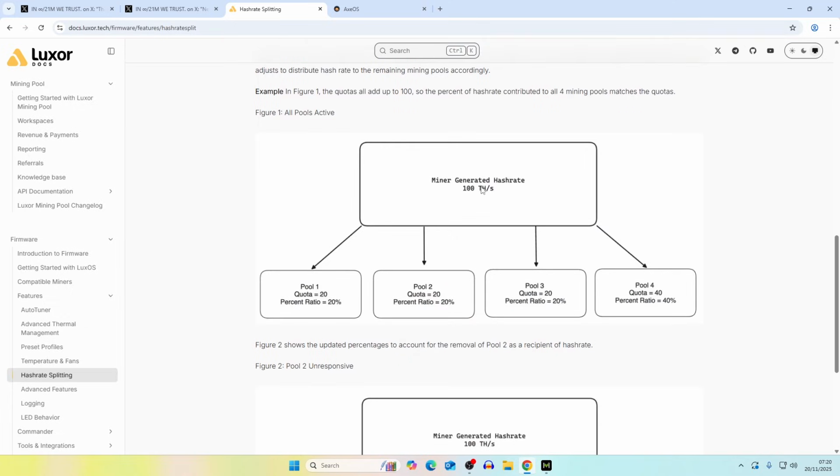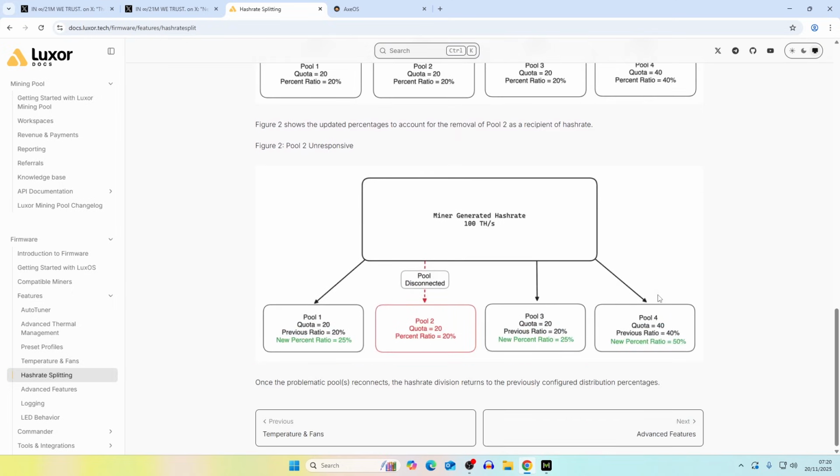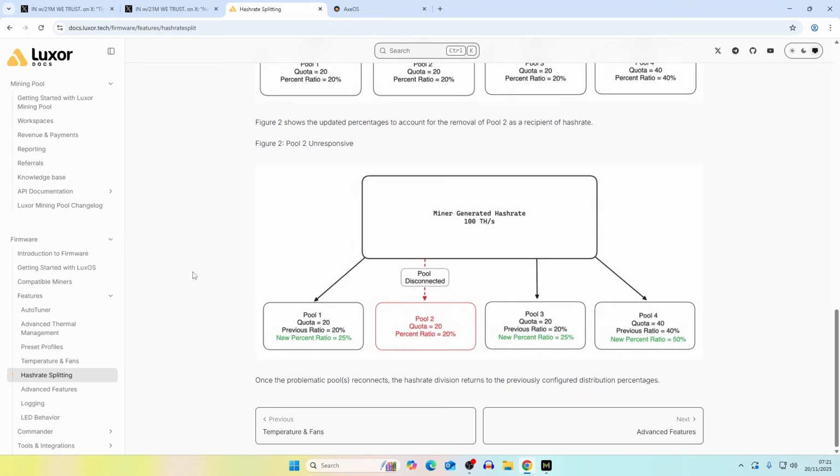And it kind of looks like this. So let's say you have 100 terahash, you can point it to pool 1, pool 2, pool 3, pool 4. And then if that disconnects, it can update the percentage ratio for the rest of the pools. Now, this would be useful, I think, as a hash rate split, because you can then solo mine Bitcoin whilst also bringing in some revenue from Bitcoin mining.